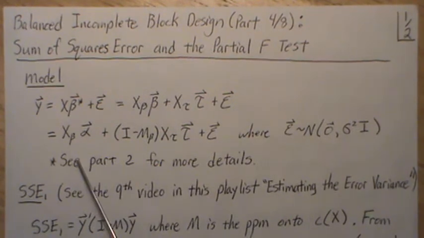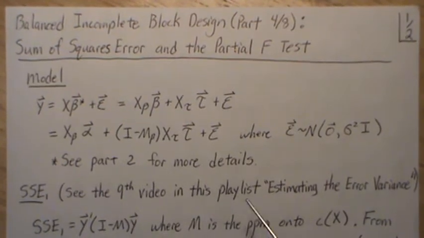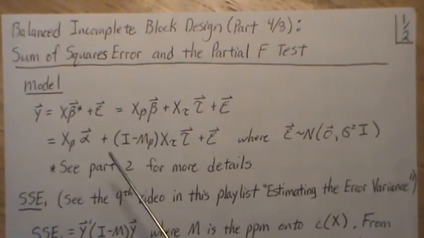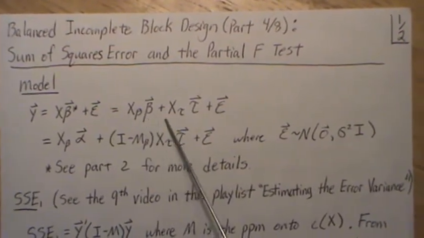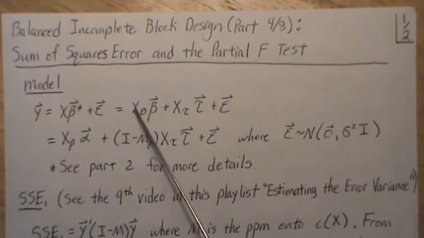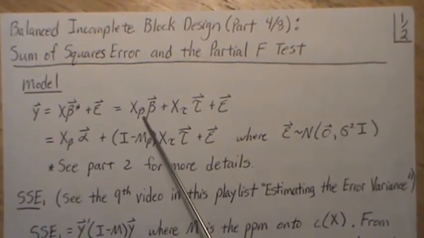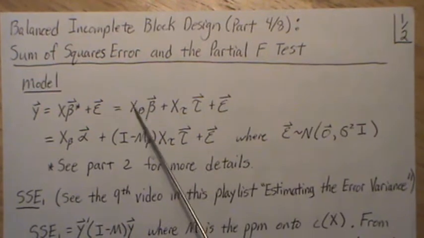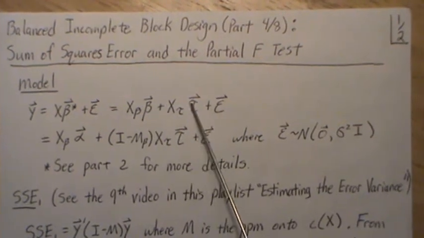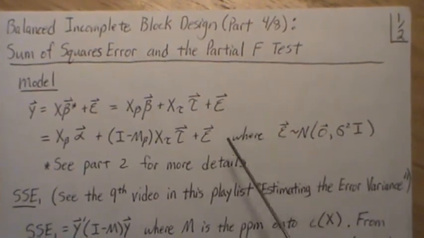Now, as a reminder, our model is y equals x beta plus epsilon. And we partitioned it into two: x beta, beta, that's for the blocks, x tau, tau, that's for the treatment assignments, and the error.